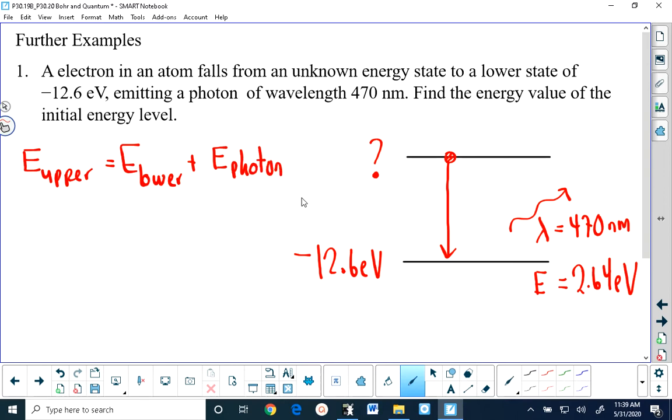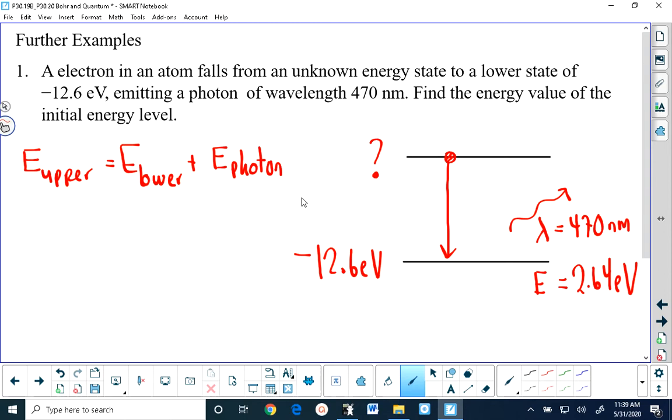And you can make a mental note to yourself that that's going to be the case whether the photon was emitted or absorbed. If you take the lower energy value in the atom and add the energy of the photon, you have to get the upper energy because the energies increase in an energy level diagram as you go up.